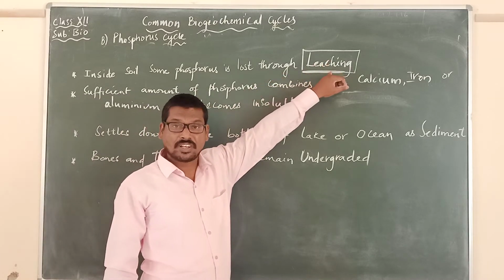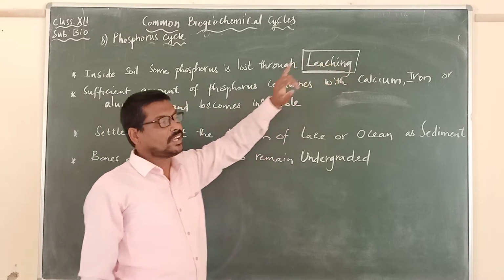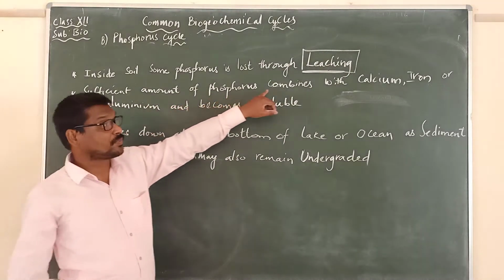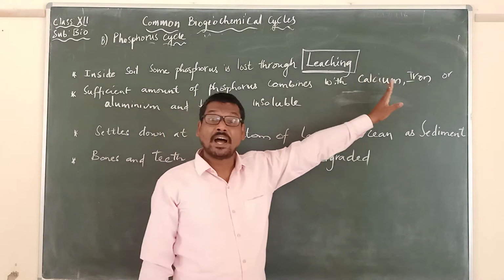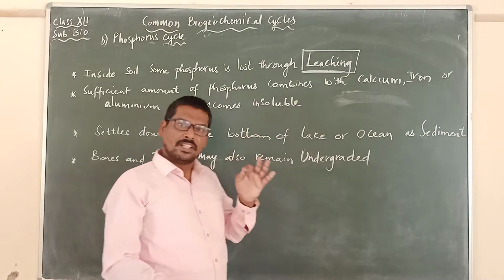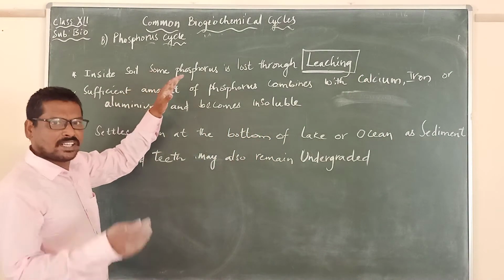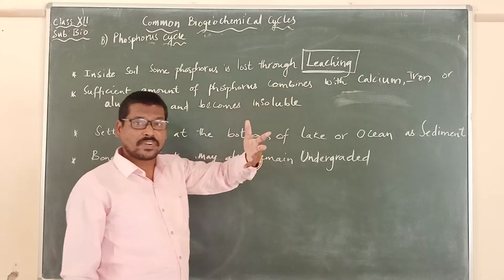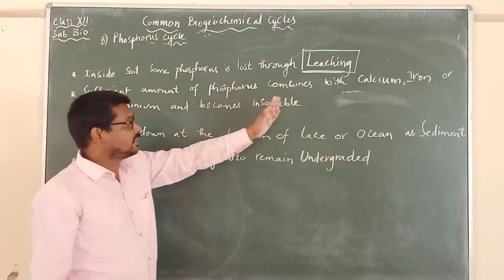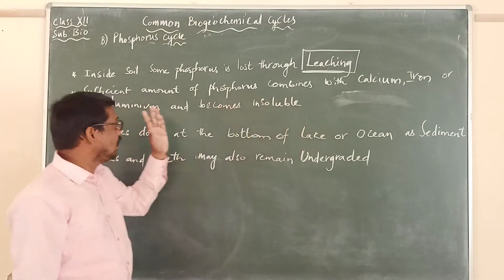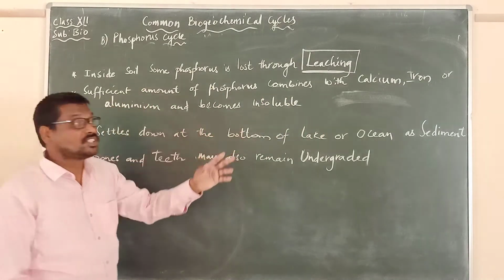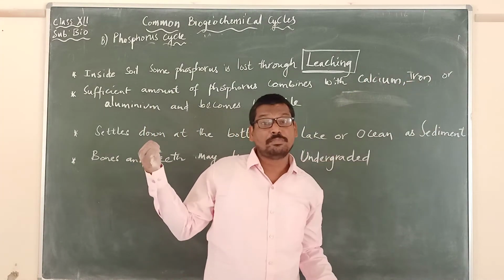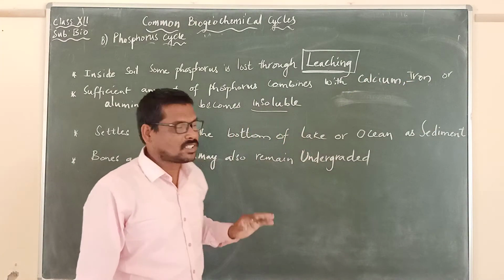So what are we calling that process? Leaching, okay? But here, a sufficient amount of phosphorus combines with what? Calcium, iron and aluminium. There is some amount seeping down by the process called leaching, but most of it is combined either with calcium, iron or aluminium and becomes insoluble. When it is present with calcium, iron and aluminium, it is in insoluble form.